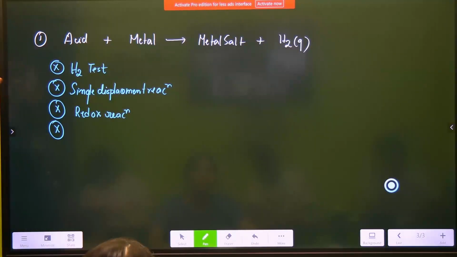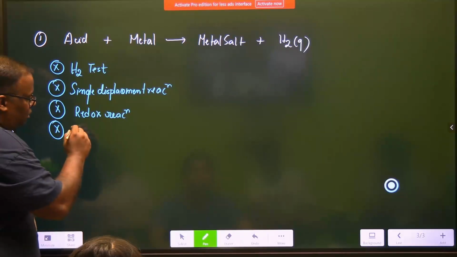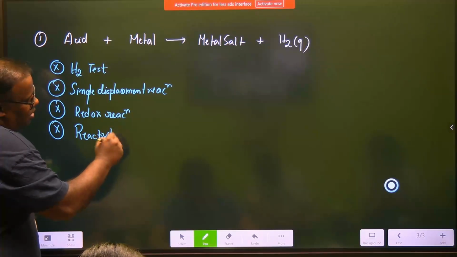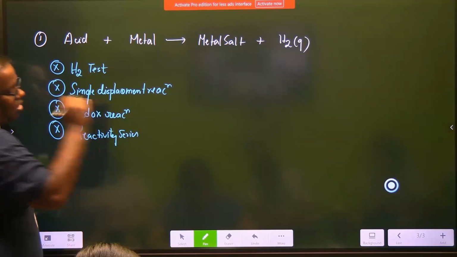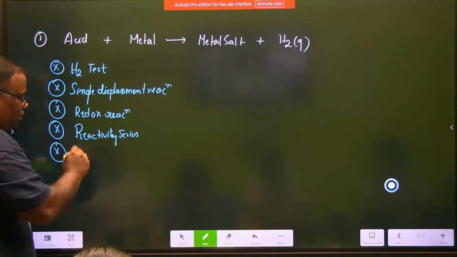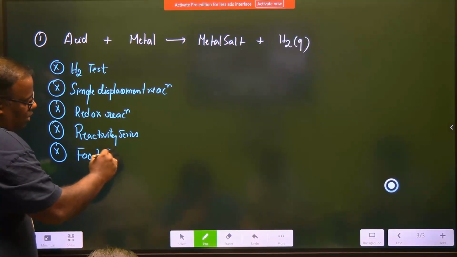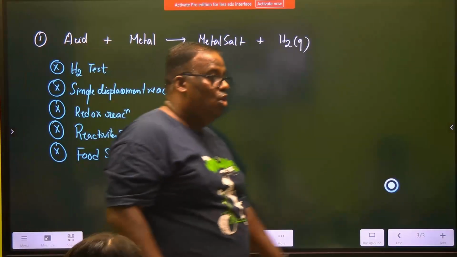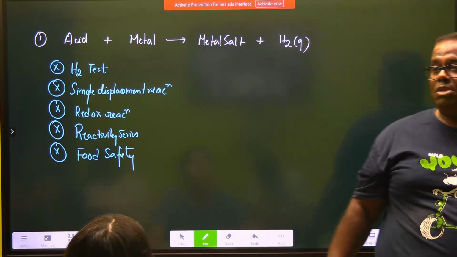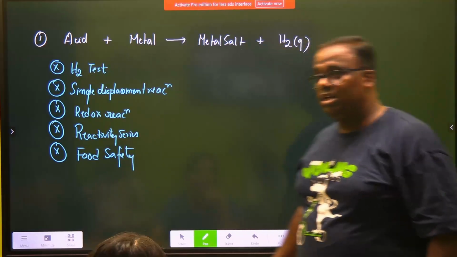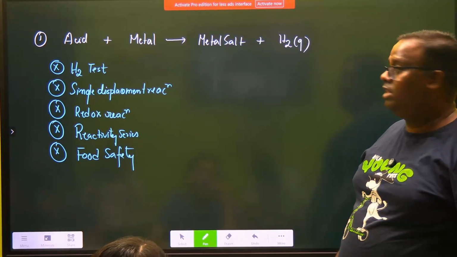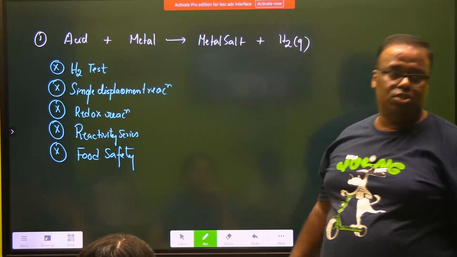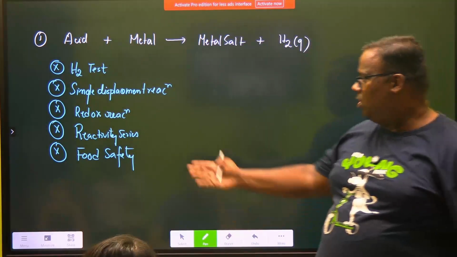This is a redox reaction. This can also form a part of reactivity series related questions. This can also form a part of food safety related questions. Food safety means if somebody asks you, why should pickles not be stored in metallic containers? Pickles contain acid, no matter how strong or weak. They may react with the metal and produce toxic salts, which can be carcinogenic or toxic for us. This is one question that we have answered.